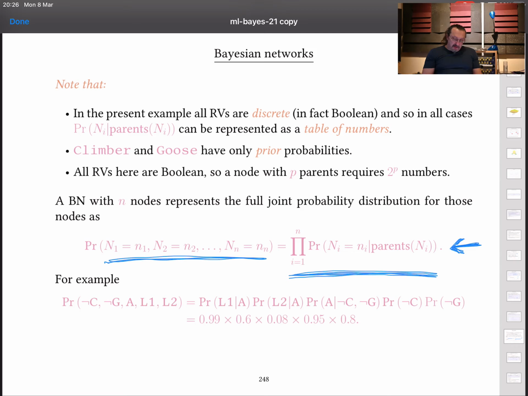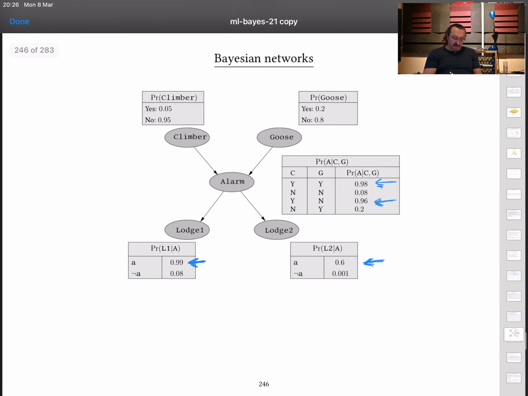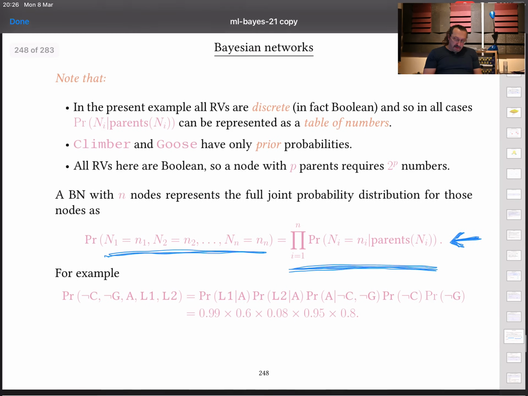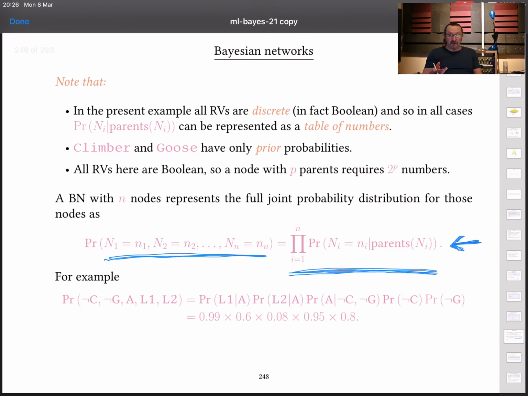Now, the example at the end of this slide is just a simple example showing that the probability that there's no climber, no goose, the alarm sounds, and both L1 and L2 kick up a fuss, is the product of the probabilities for each of those individual nodes read off from the totals associated with the diagram. Okay, so the first thing in here is the probability of L1 given A, which is read off from here, and the probability of L2 given A read off from here, and so on. Okay, so the mapping to a full joint distribution over the random variables is easy.